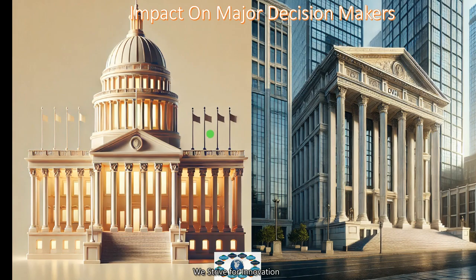So usually there is what they call the impact on major decision makers. Who are those decision makers in this subject, the gross domestic product? First would be, of course, the government, and that means the government policy. Strong growth allows government to invest in public infrastructure and reduce taxes, which is very good, or implement social programs.